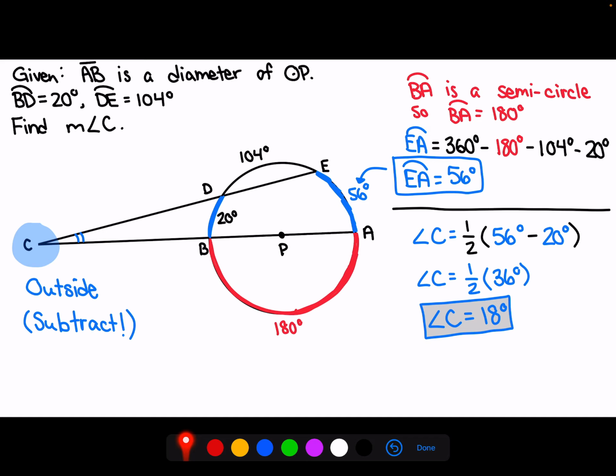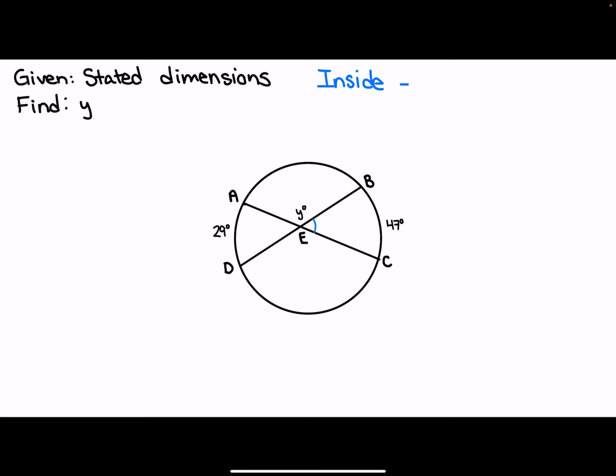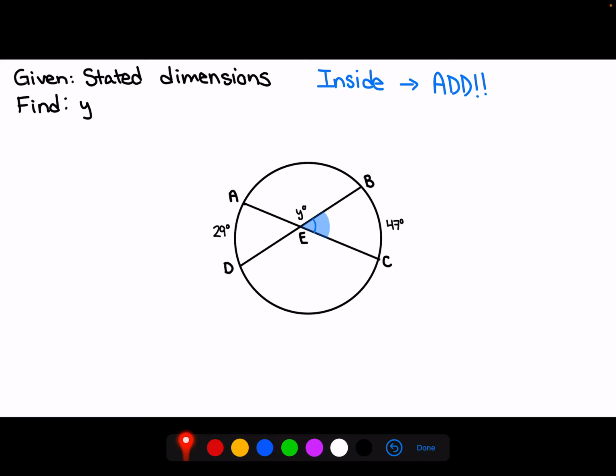Let's go ahead and try out our next one. Given the stated dimensions, we would like to find y. So first off, I have these two arcs, 47 degrees for BC and 29 degrees for AD. I can't use those to solve for y, but I can use those to solve for angle BEC. Since angle BEC is on the inside, I know that we're going to add right away. So therefore, I can use the equation: angle BEC is equal to the arc in front, 47 degrees, plus the arc behind it, 29 degrees.